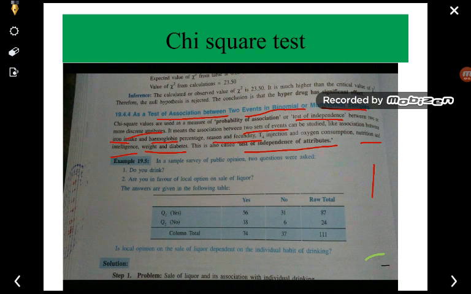Here the problem is that in a sample survey of public opinion, two questions were asked. One, do you drink? The next, are you in favor of local option or sale of liquor? These two questions were asked in the survey, and according to that a chart is prepared, and the given chart is there. We have to find out the expected observation, which can be calculated by the given steps.